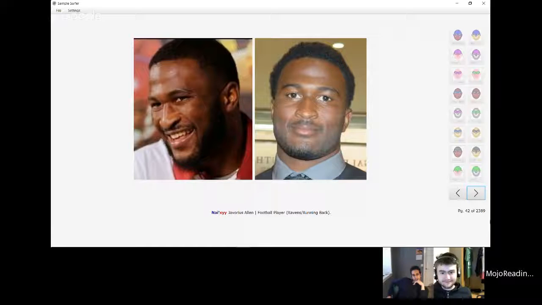Najee Javoris Allen. He has a wider face. Yeah, but the elongation in that center is still there. And then also the eyes, right? The eyes are still there. That's a new cue. I think it's going to take a few times looking at it to really hone in on it, but I think it's really interesting.